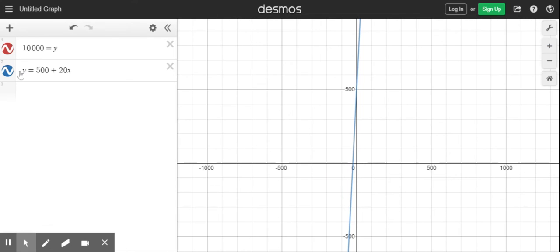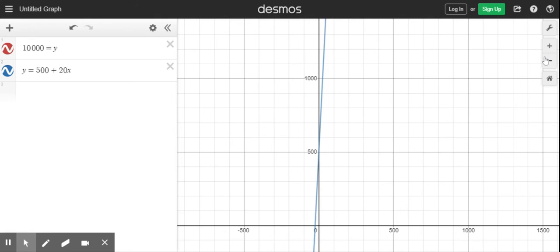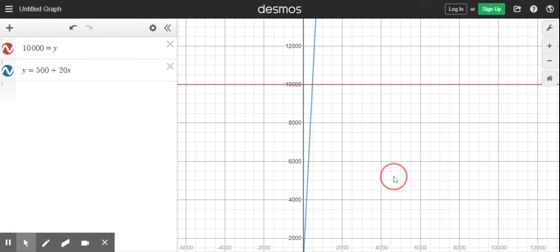So what did I do? I put the original equation and I said, when is my y, when is my s equal to 10,000? So I'm zooming out using the minus there. Look, this s equals 10,000, or in this case, y equals 10,000. That makes a flat line. This is your savings at 10,000. And then the blue one is your savings as you put $20 a month. And if we click where they cross, we see that when you get to 10,000, you have 475 months.